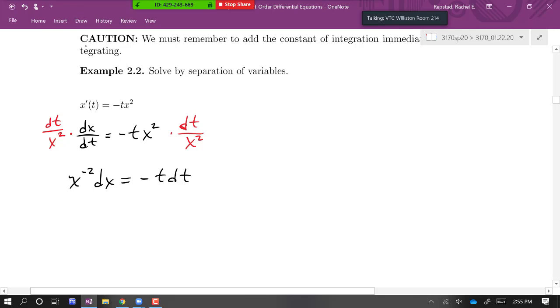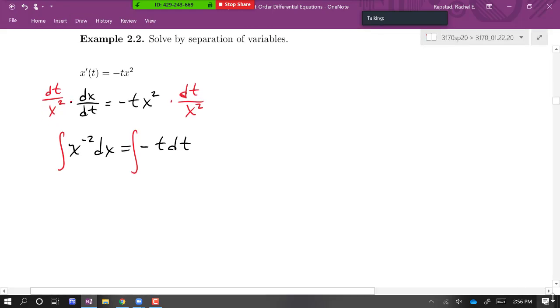What do we do now? Integrate. Yeah, integrate. If we integrate x to the minus 2, that's a power. They're both power rule integrals. We get x to the negative 1 over negative 1, or negative x to the negative 1. On the other side, what do we get?